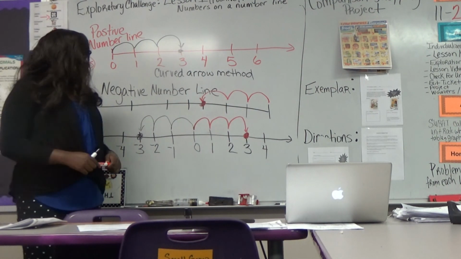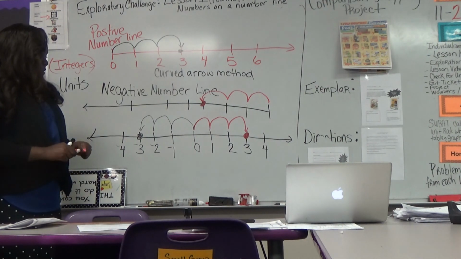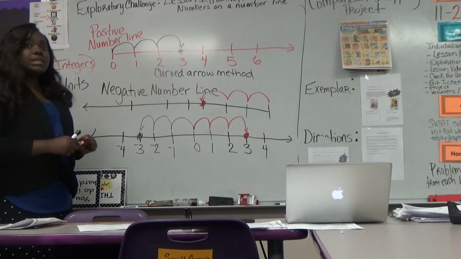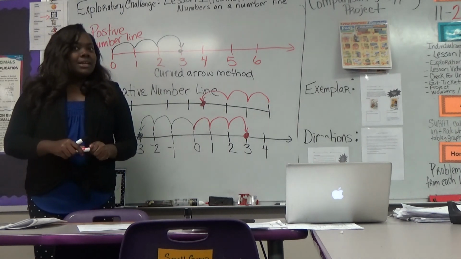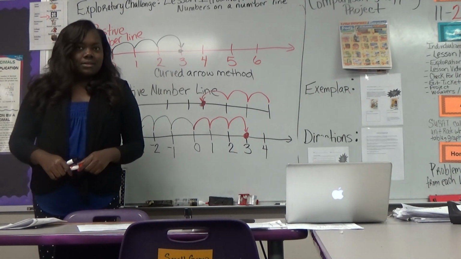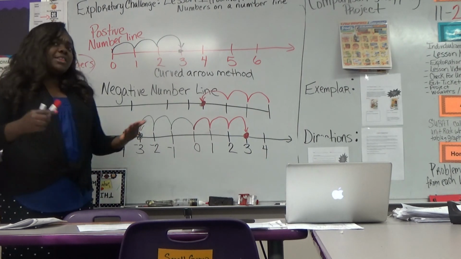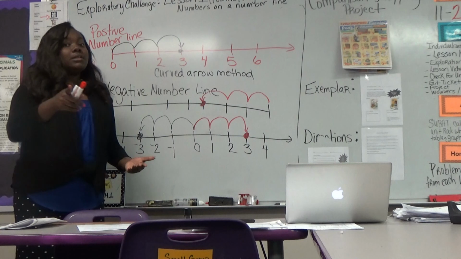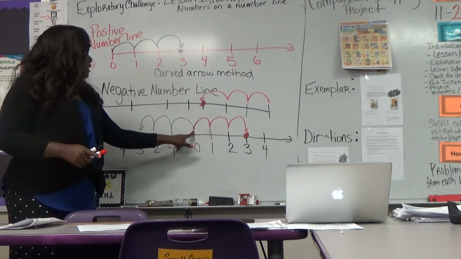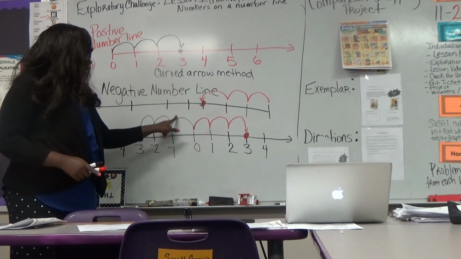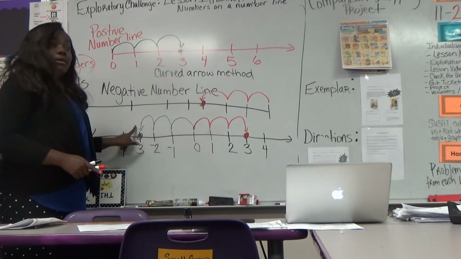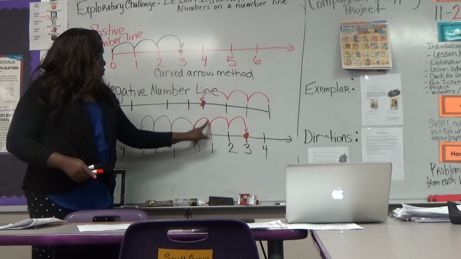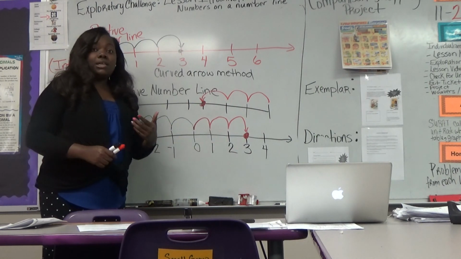Well, since they're the same integers, they must be opposites. You said they're the same integers? Well, not necessarily, because one is negative and one is positive. Right, but they're the same distance from 0. They are the same distance away from 0 because it only takes me 3 units to the left to get to negative 3. And then from 0, it takes me 3 units to the right to get to positive 3.